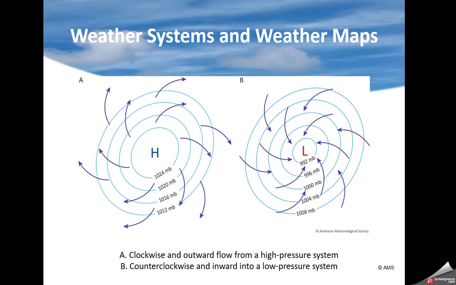So if this is traveling north and I'm northwest of the low here, I'm going to have northwest winds. If I'm to the southeast of the low, I'm going to have southeast winds. High pressure, if I'm to the northeast of the high, I'm going to have northwest winds. If I'm on the west side of the high, I'm going to have some kind of southerly winds.